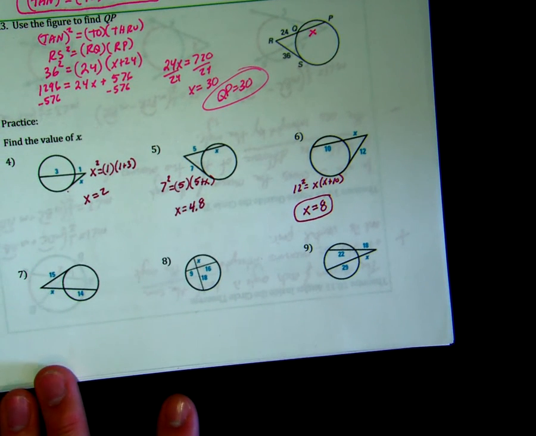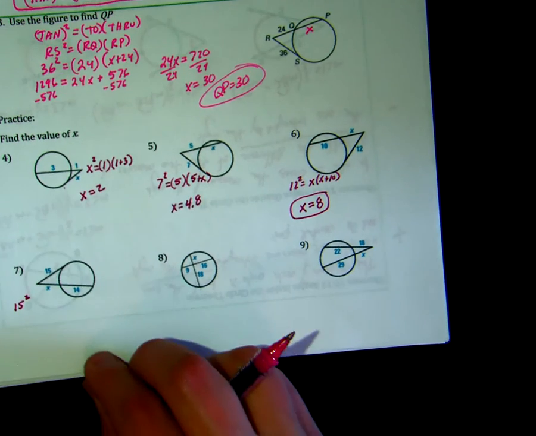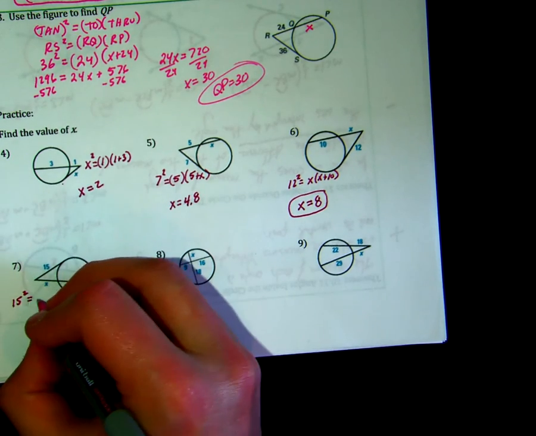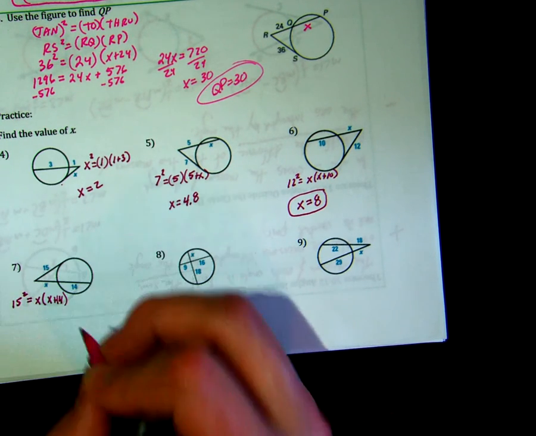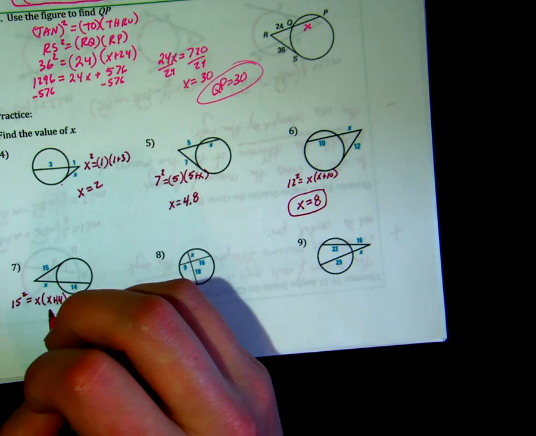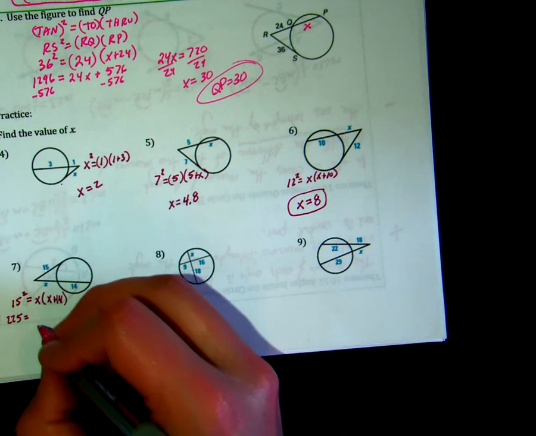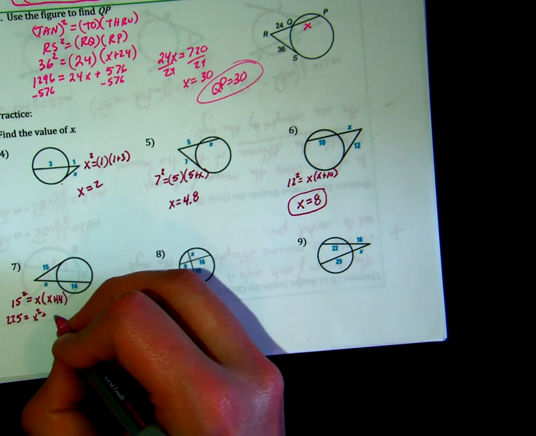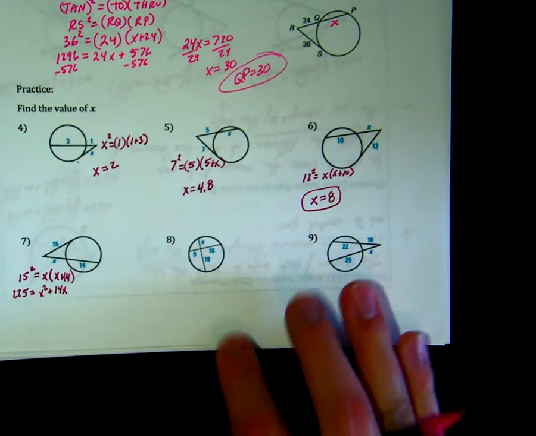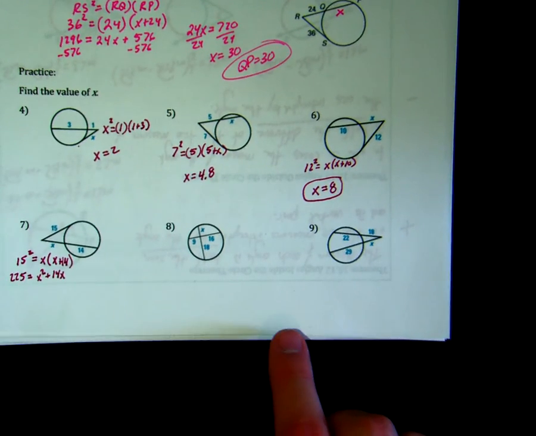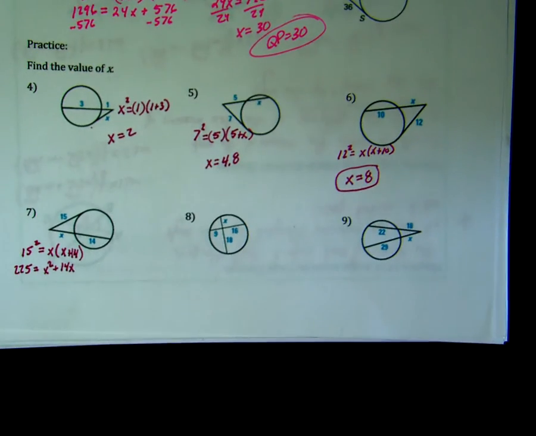Number 7, again, we have tangent segment squared is equal to the circle times through the circle. This gives us a very ugly quadratic, so this one I'll show you. So this becomes x squared plus 14x. If you set this equal to 0 and try to factor it, it's actually not factorable. So it's not a nice answer. So you could use the quadratic formula.